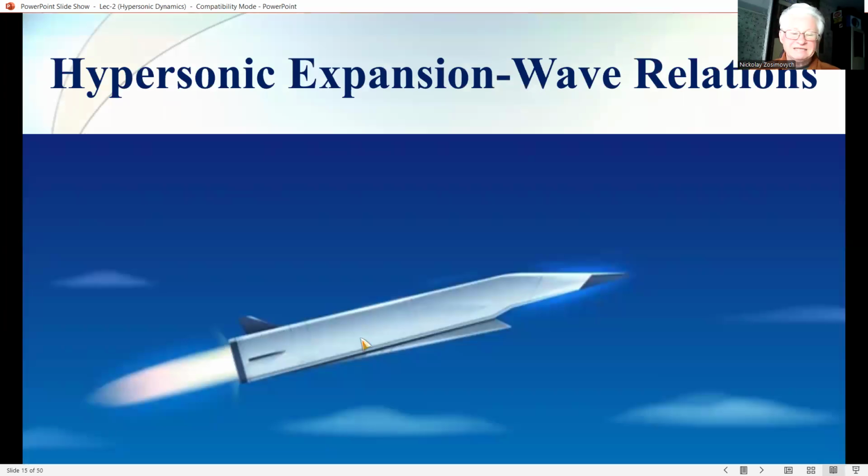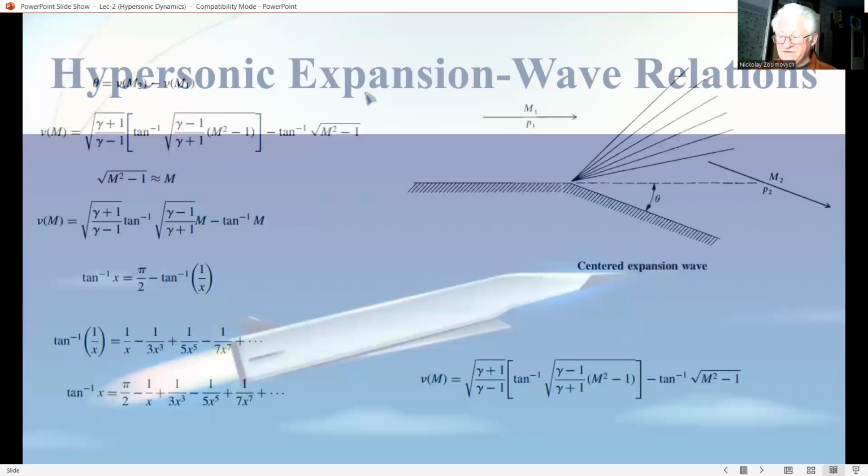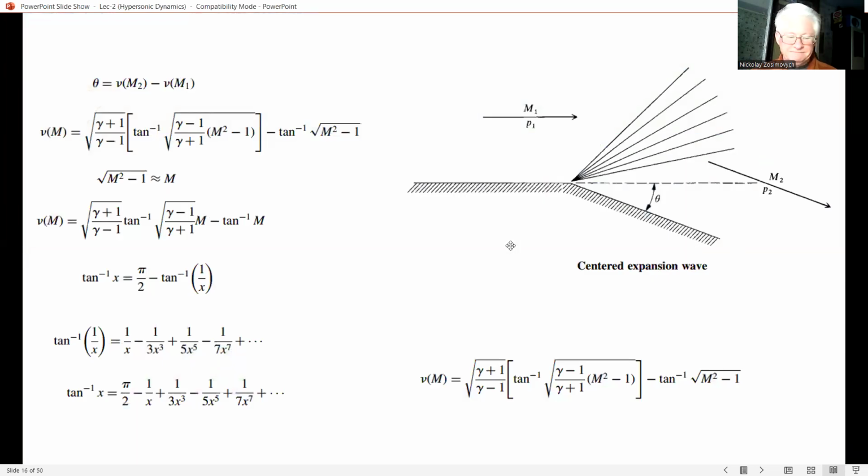Now, let's come to the next part of our lecture. This topic is called the hypersonic expansion wave relation. Consider the centered Prandtl-Meyer expansion around a corner of deflection angle theta, sketched in this figure on the right.